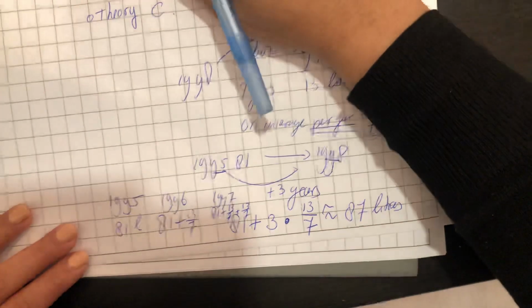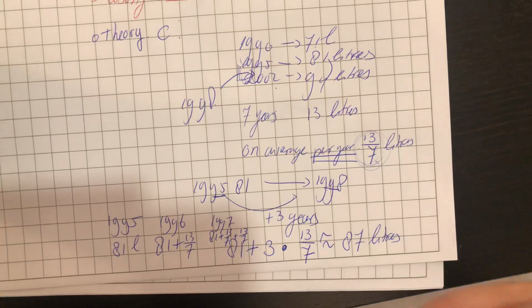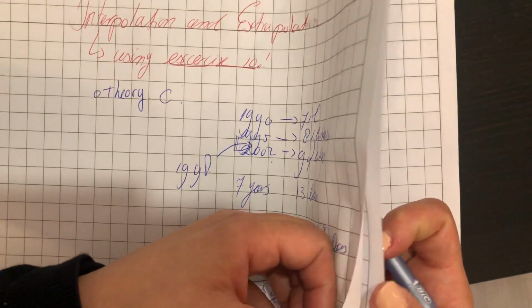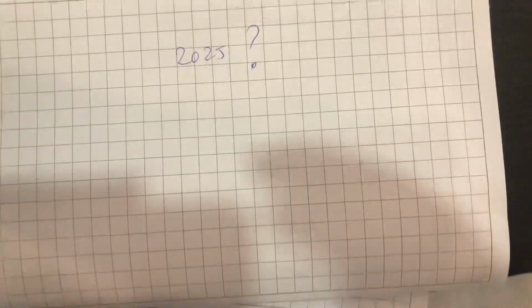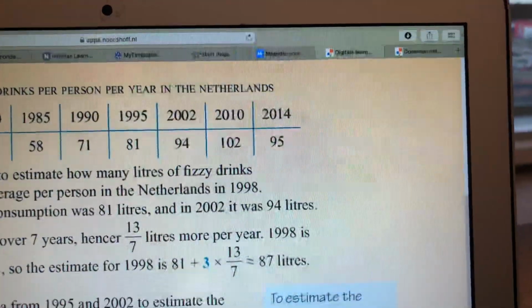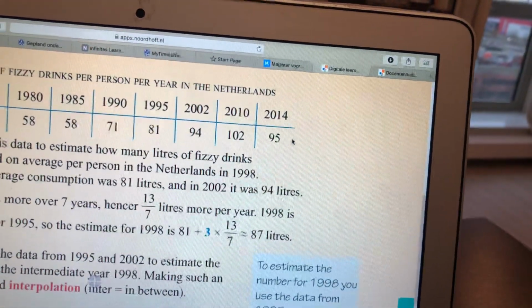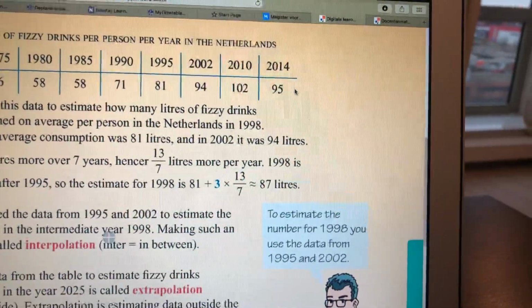So how about the extrapolation? Just a quick example. After reading your theory, maybe you need to pause the video and read the theory before you continue. So let's say in 2025, how many liters? Now, 2025, let's have a look. The last known date is 2014 with 95 liters. And before that, it's 2010 with 102 liters. That's what we know.